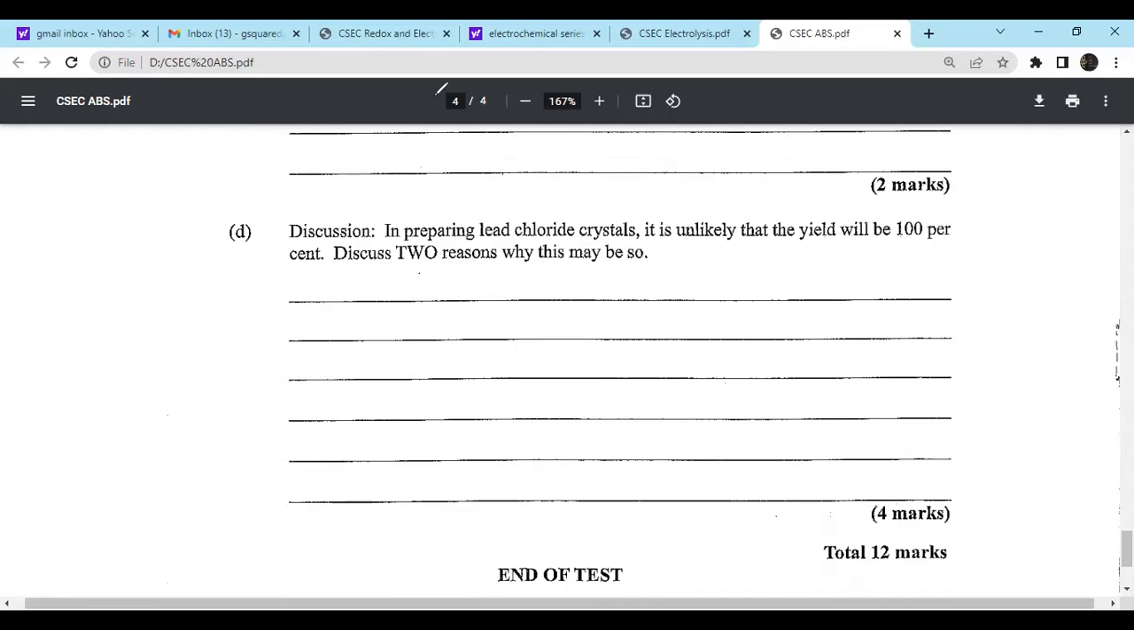You're going to lose product when you're transferring the mixture from the beaker to the filter paper to filter it. So when you're pouring, some will be left in the beaker. Some will be left on the stirring rod. Some of it will be blown away. So it's not going to be 100%. Okay? And so you can discuss all of those things to get your marks.